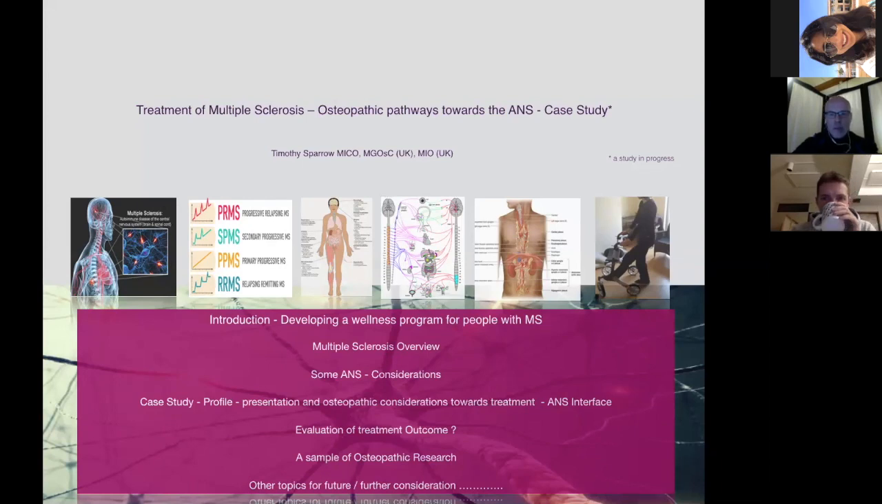And then what we're going to do today is have a look at reviewing the case study, the profile and presenting symptoms and presentation of the patient. And then we're going to look at some aspects of evaluating treatment outcome, because this is quite often something that's very valuable to us nowadays, to give some kind of evidence or outcome measure in terms of the nature of our treatment approach.